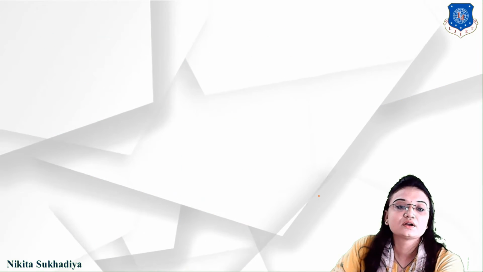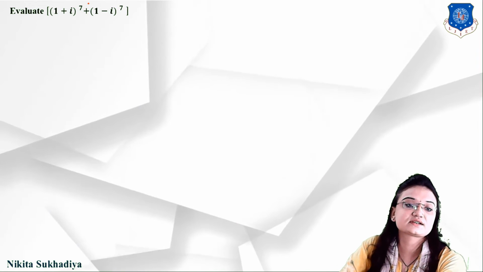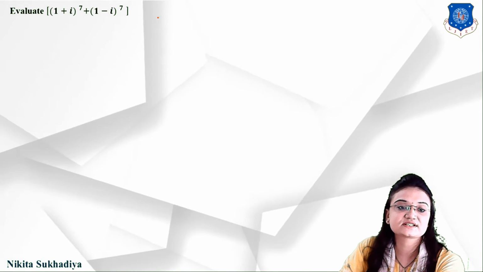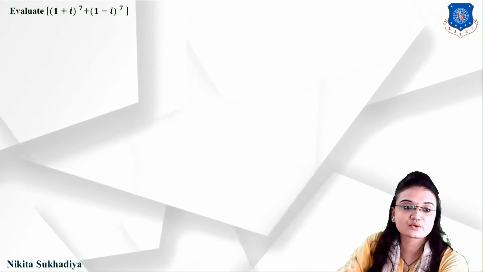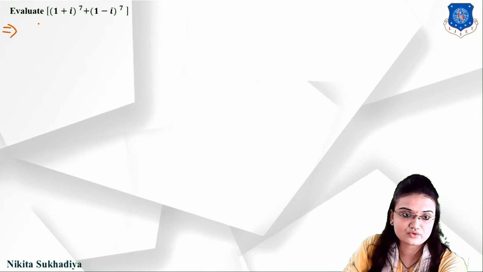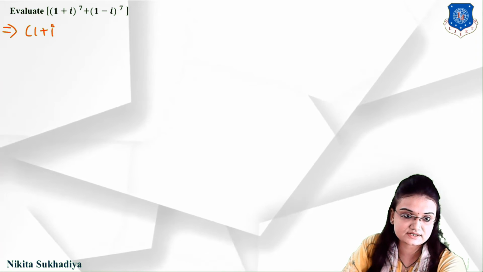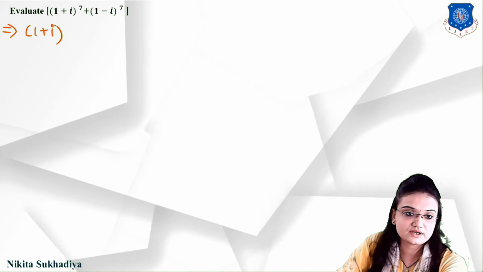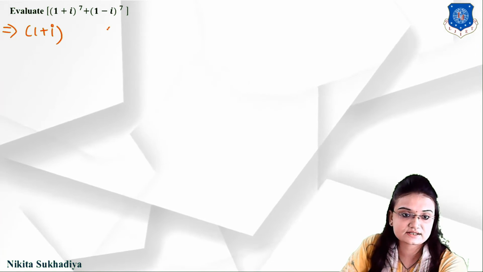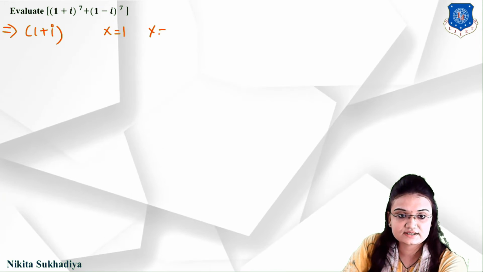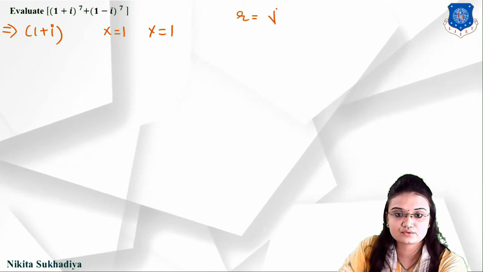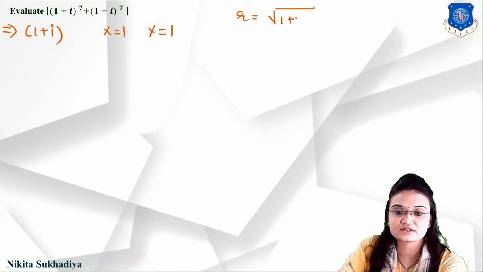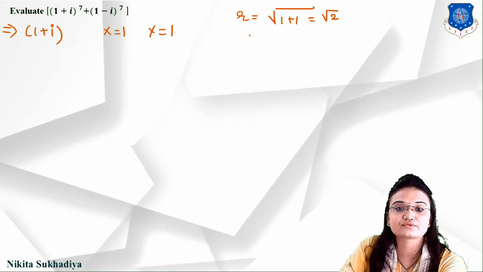Okay, now let us understand with the next example: evaluate (1 plus i) raised to 7 plus (1 minus i) raised to 7. Here we have the first case, that is 1 plus i. Here you can clearly see that x is equal to 1, y is equal to 1. So for this case, r is equal to under root of x square plus y square, that is 1 plus 1, so this is under root of 2.